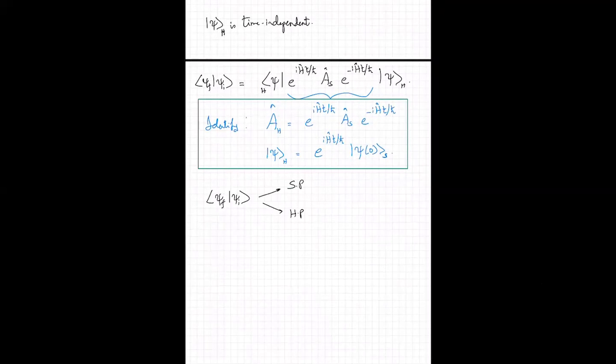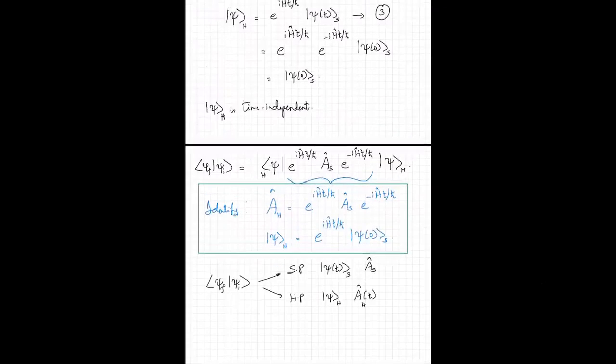If this is 3, it will be 3 in the Schrodinger picture or the Heisenberg picture. But the difference is here the state depends on time, the operator is time independent, and here the state is time independent, whereas the operator is explicitly time dependent.